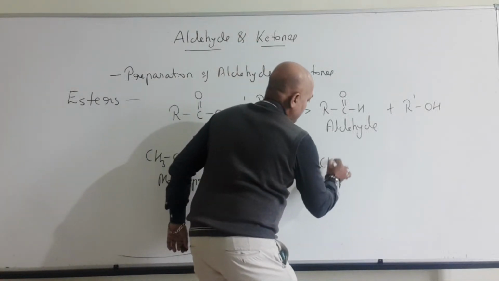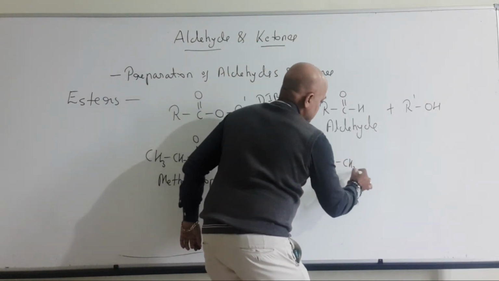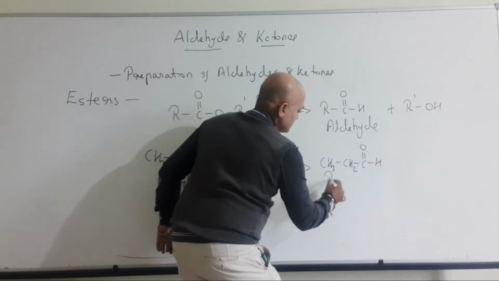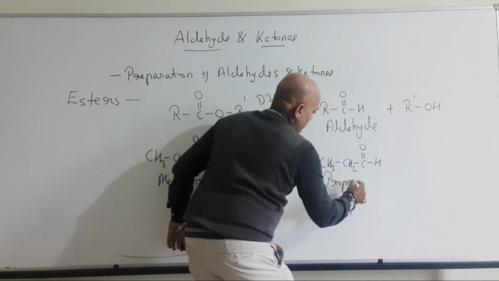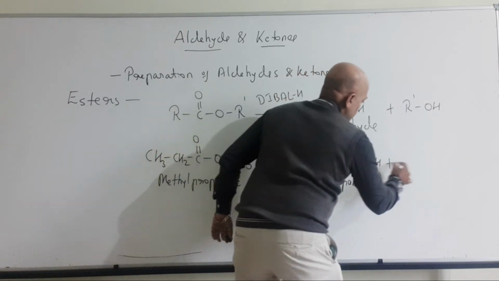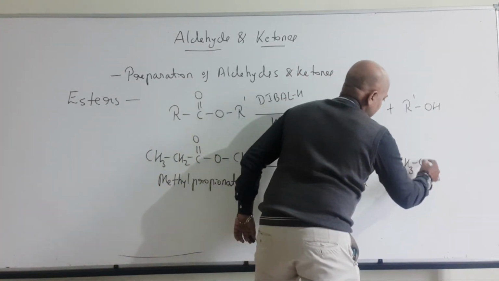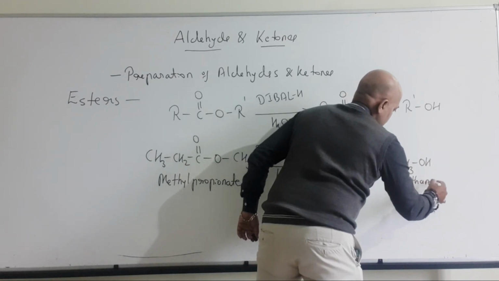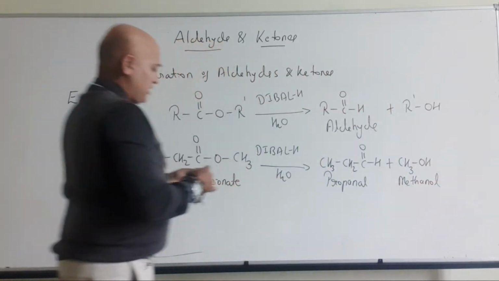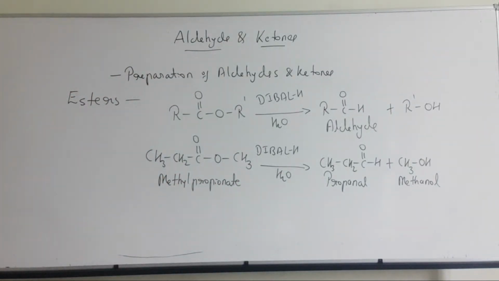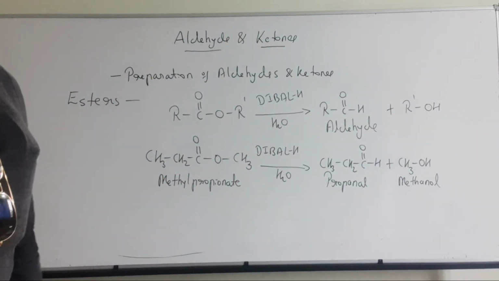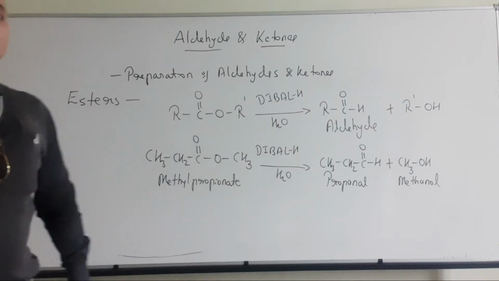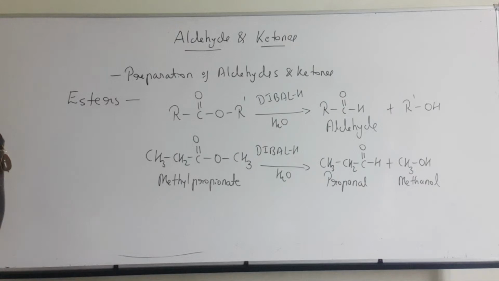So we are going to get CH3CH2CHO. That is nothing but propanal, plus CH3OH. That is methanol. Very good. Okay. So that's where we are going to have the reaction, and the product will be propanal and methanol.